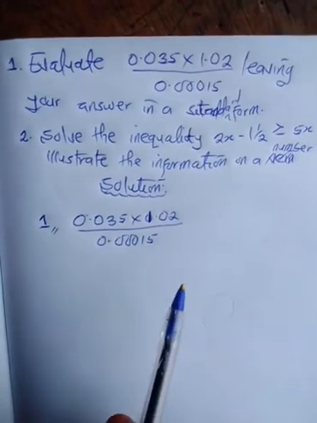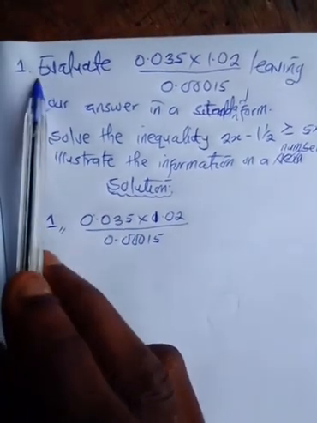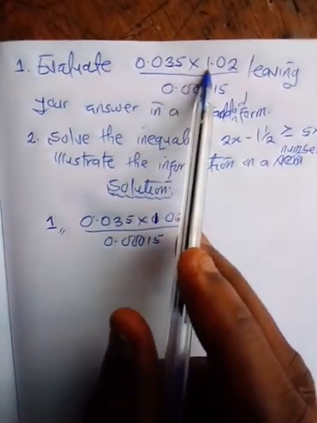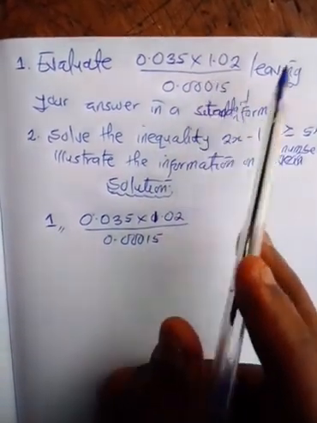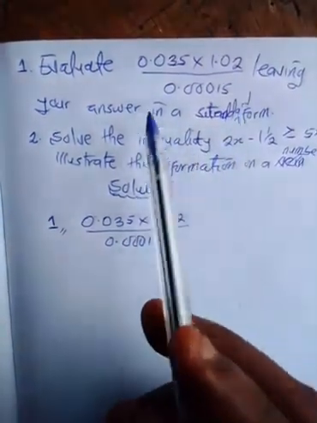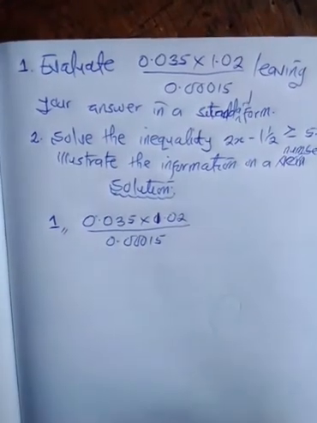Okay, so I have two questions with you here. The first one, evaluate 0.035 multiplied by 1.02, divided by 0.0015, leaving the answer in standard form. So that's question one.